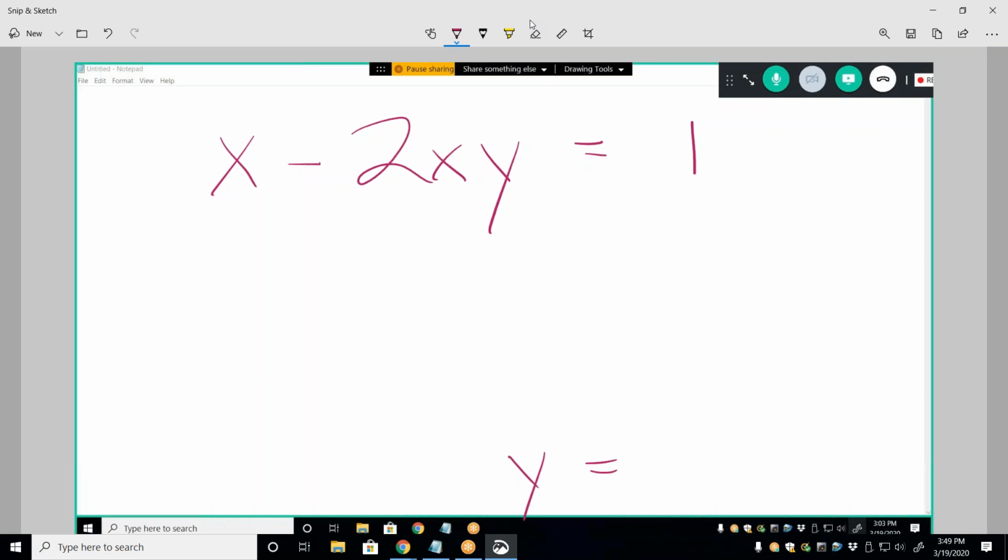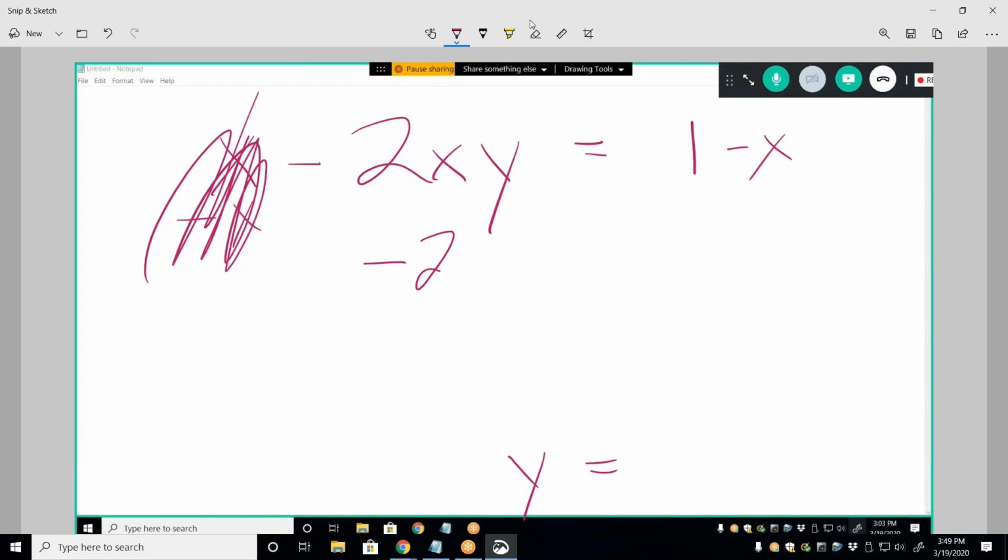You're correct. Subtract x from both sides. In other words, there's subtracting it from that side, there's subtracting it from that side. That gets rid of it. What's the next line? Negative 2xy equals 1 minus x.